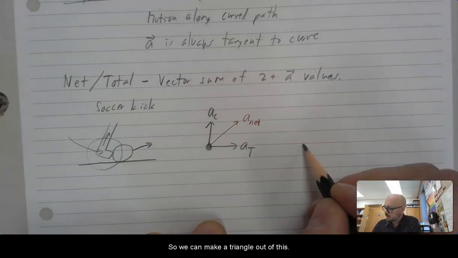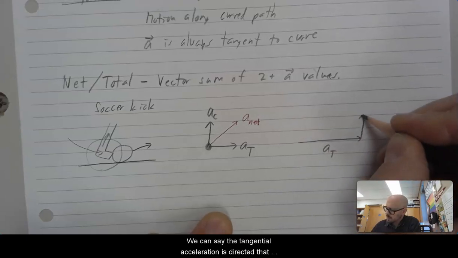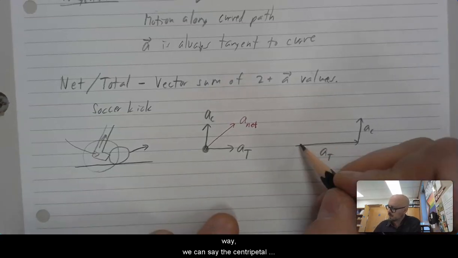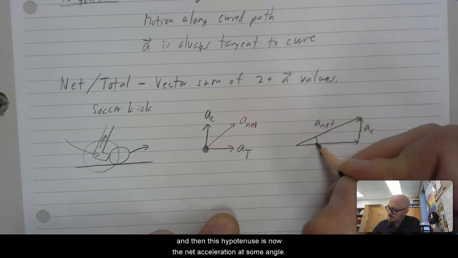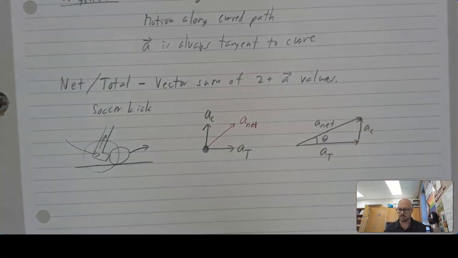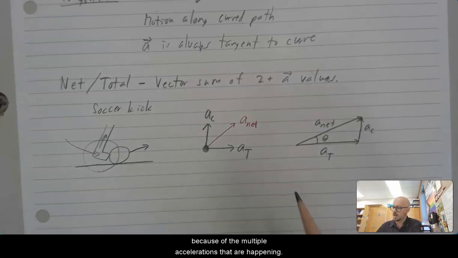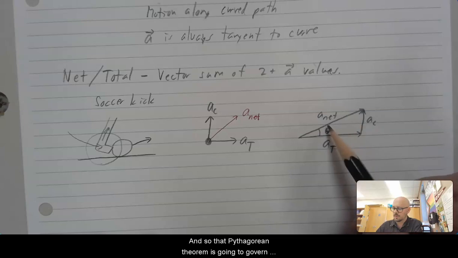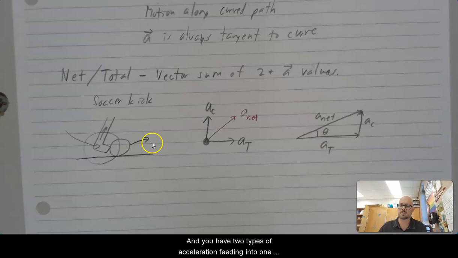So we can make a triangle out of this. We can say the tangential acceleration is directed that way. We can say the centripetal acceleration is directed that way. And then this hypotenuse is now the net acceleration at some angle. And that's going to help any athlete gain more velocity to their body part or the bat they're swinging or the ball they're throwing because of the multiple accelerations that are happening. And so that Pythagorean theorem is going to govern what the magnitude of that is, and you have two types of acceleration feeding into one of it.